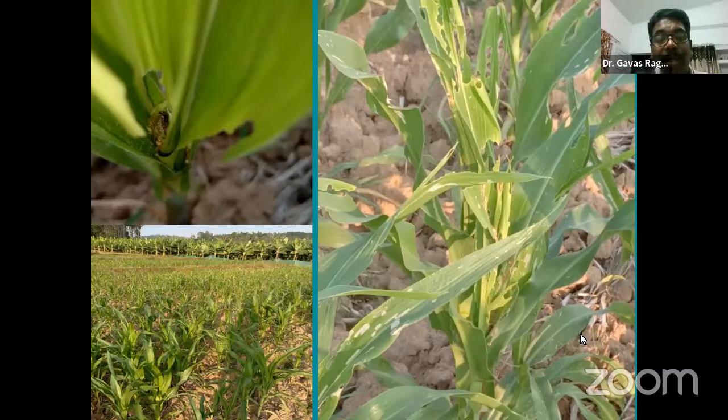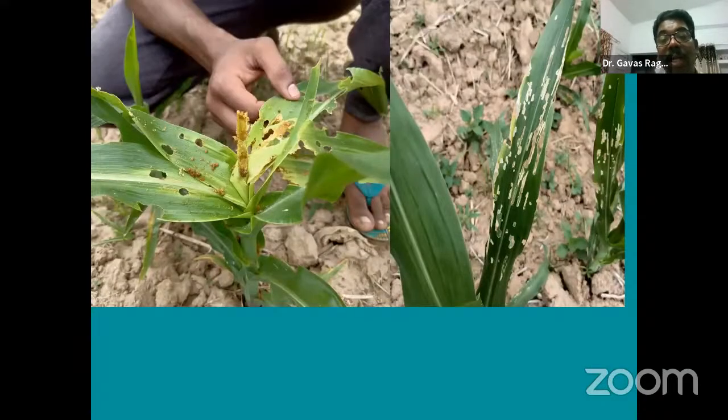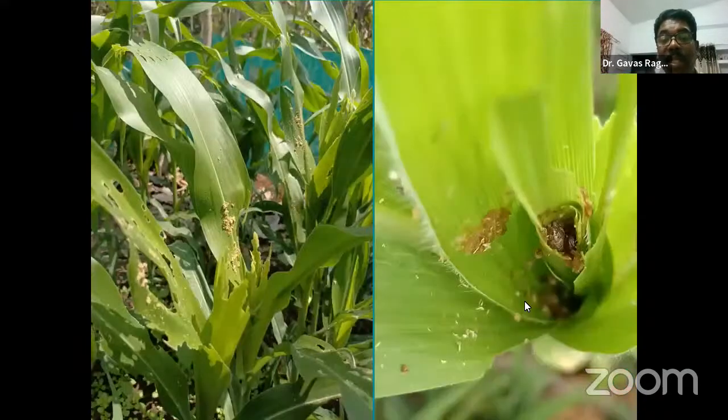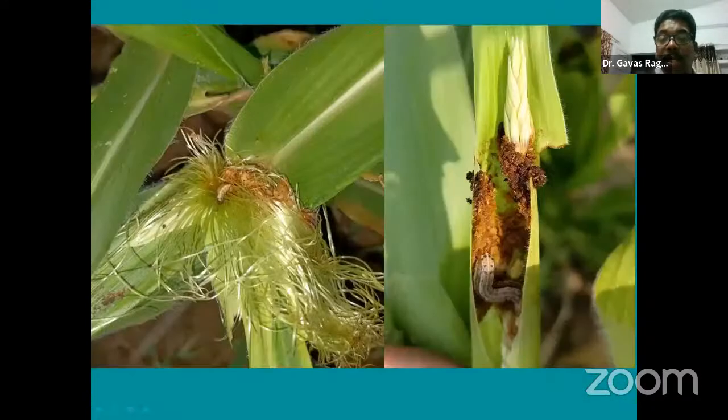You can see the picture. Banana and maize are grown simultaneously, side by side, and from maize it has migrated to banana and caused damage in Wayanad. See the different damage caused by this fall armyworm in banana. You can see it is hiding inside the leaf wall. The caterpillar is hiding inside the leaf wall.